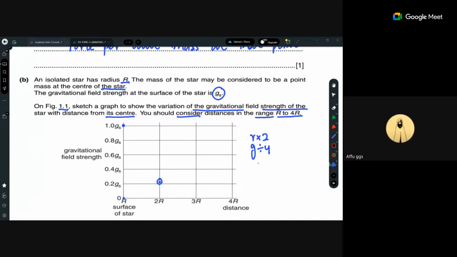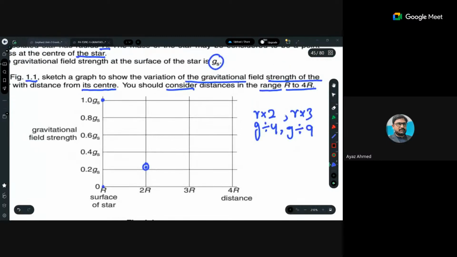And at 3R, when R is multiplied by 3, G will be divided by 9. So 1 by 9 is 0.11. So it would be anywhere closer to this point.